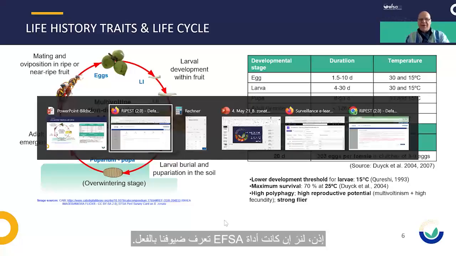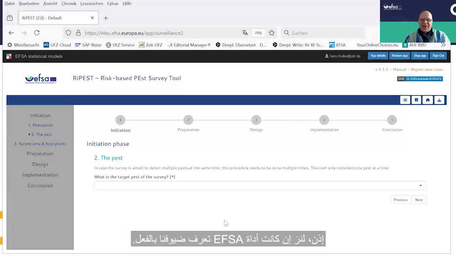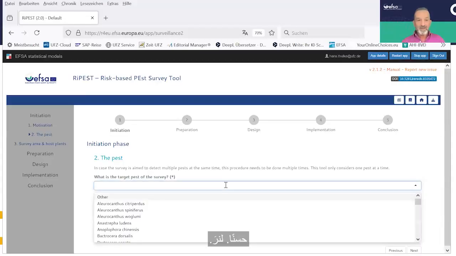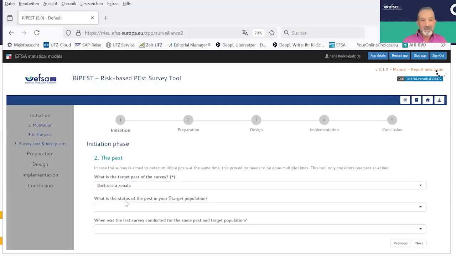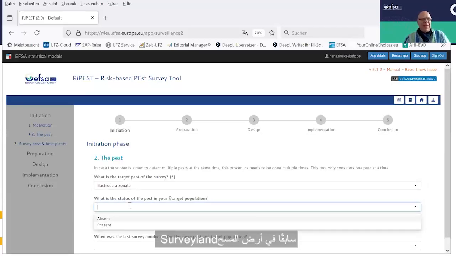Okay, so then let's look whether the EFSA tool already knows our guest. Okay, let's see. So you said Bactrocera. There it is. Yes, it's there. Right? Yes. Good.